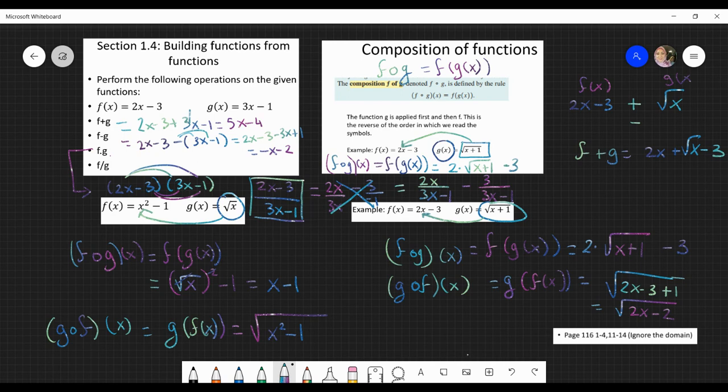Now, sometimes in the book problems that you are asked to complete, which are page 116, numbers 1 through 4, those would ask you just to do addition, multiplication, and subtraction. So just like our first slide right here. And then you're going to do 11 through 14. I asked you here to ignore the domain because I'm not going to ask you to find the domain now. I'm just going to ask you to find the composition of functions.